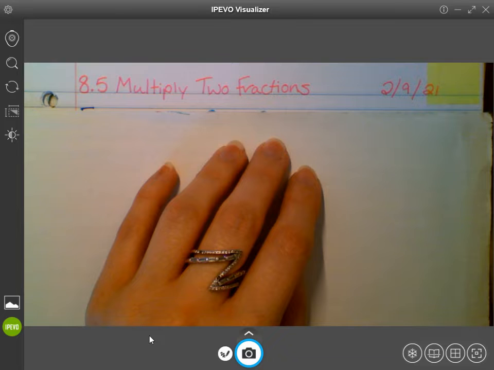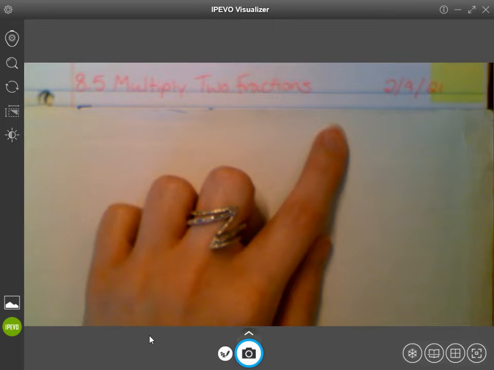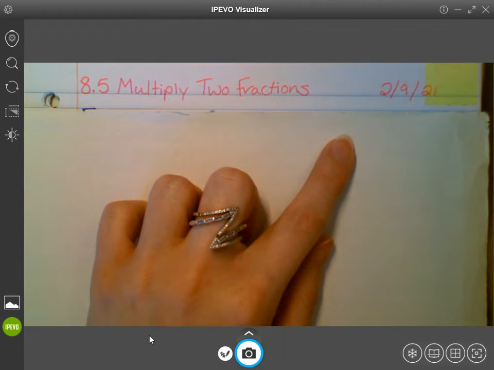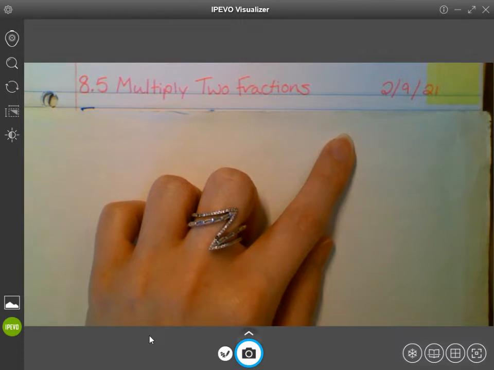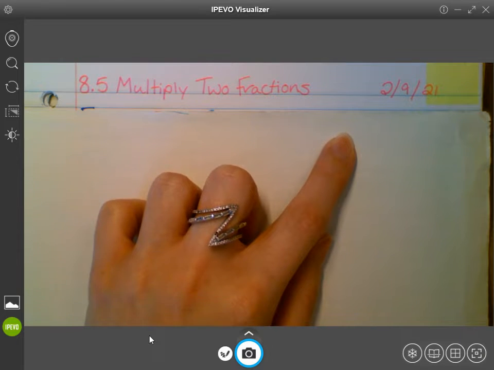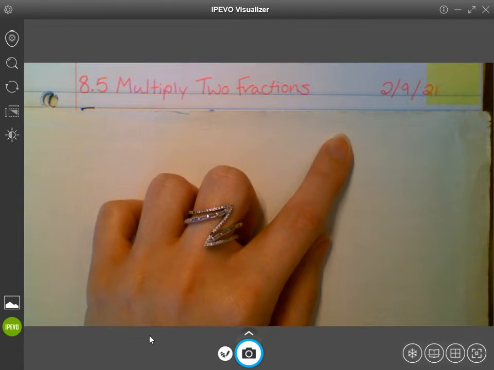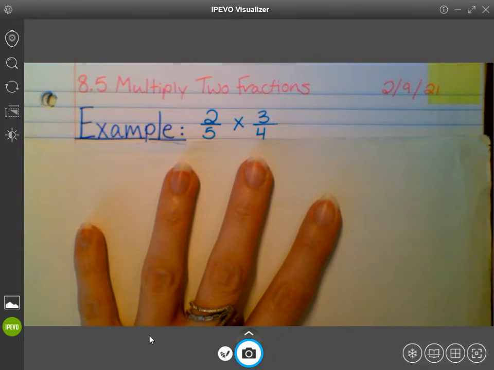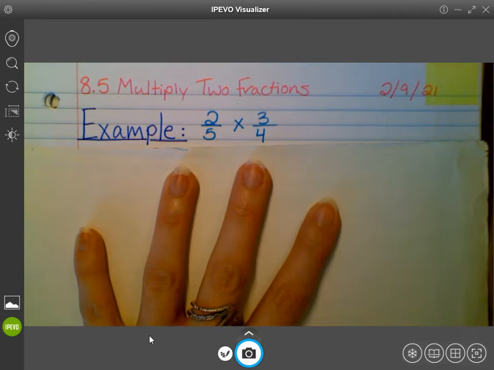Hey, voices. So 8.5, multiply two fractions, and today's date, 2/9/21. Awesome. See a few people finishing up their header, their title and date. Awesome. Is there anyone who needs more time? All right. We are getting started with an example. Our example today is 2/5 times 3/4.